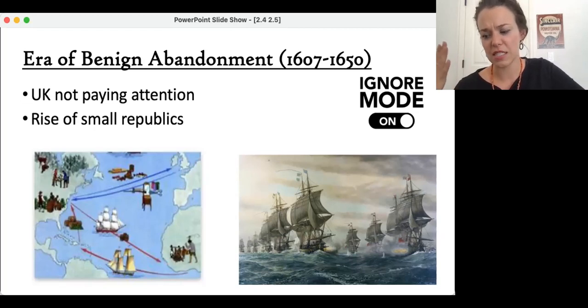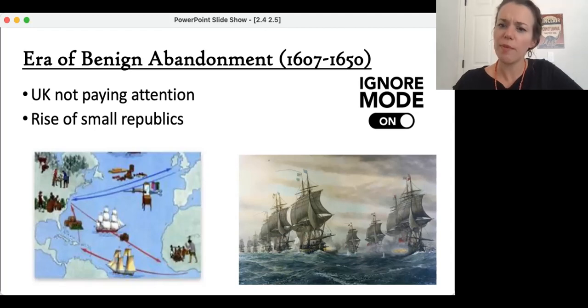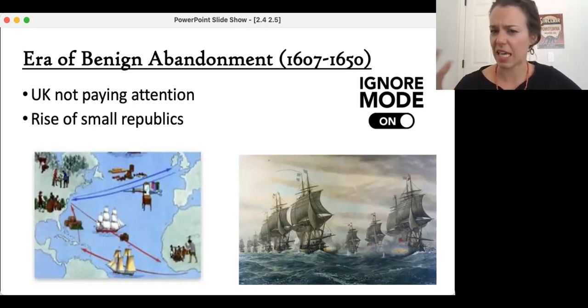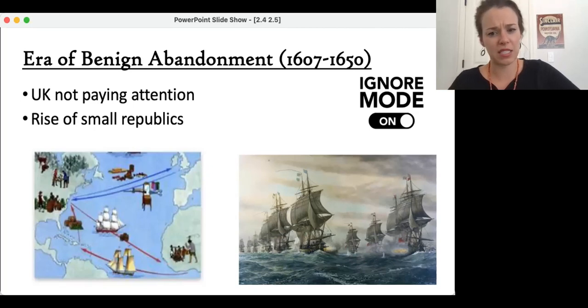Benign simply means not harmful. So you might hear someone talk about like, oh, I have a benign tumor. That means they have a tumor under their skin, but it's not cancer. It's not going to hurt them. It's just a lump of flesh. So benign abandonment, what does this mean? It means England's not really paying attention. The British authorities are basically allowing for the colonies to do whatever they want.